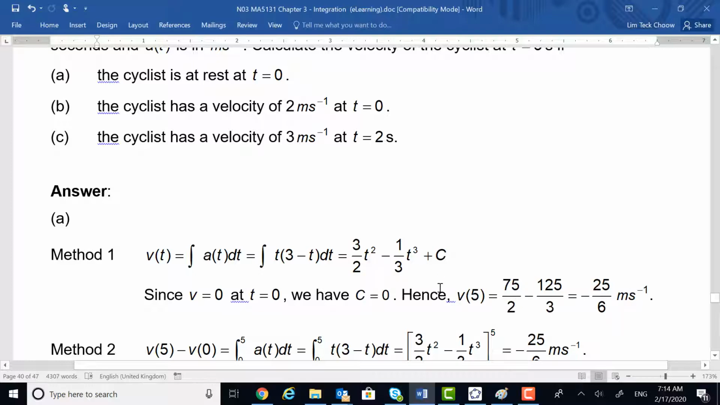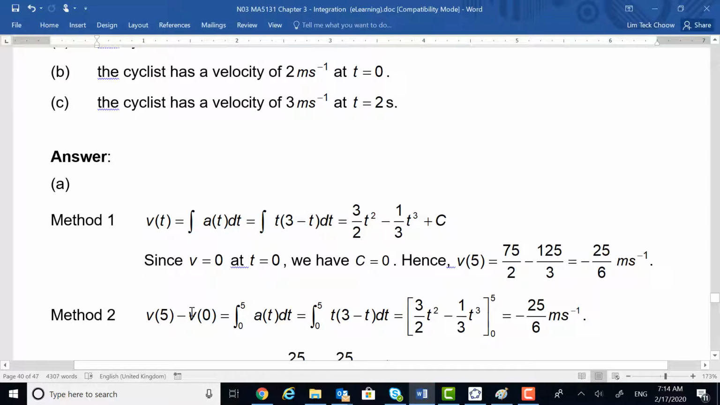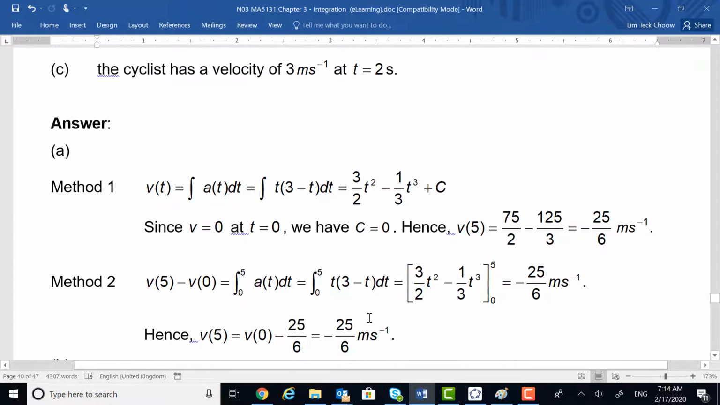And now we are doing the same thing: the change of velocity is actually the integration of the acceleration from 0 to 5. So you immediately work out the velocity at 5 by just bringing the v0 over. So these are two methods you can use. They're quite easy. In fact, I think that most of you are familiar with the first method. But I'd like to encourage you to think of using the second method. It's faster.